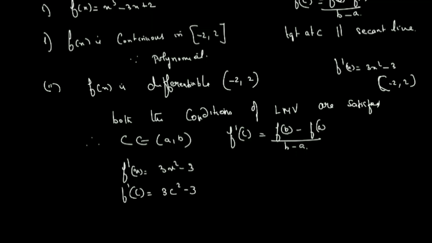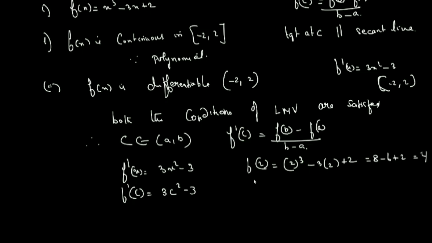Now we have to find f of b, which means the upper limit. So f of 2: substitute x is equal to 2. So 2 cube minus 3 into 2 plus 2. 2 cube is 8 minus 6 plus 2, that is 10 minus 6, which is 4. Then we find the lower limit, f of minus 2. Minus 2 the whole cube minus 3 into minus 2 plus 2, that is equal to minus 8 plus 6 plus 2.